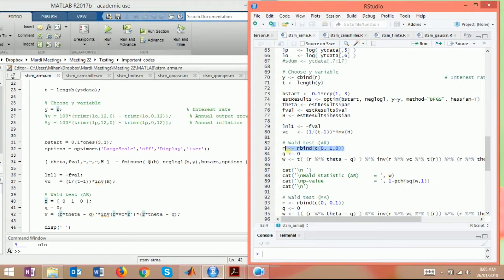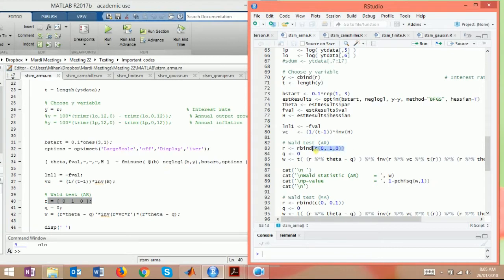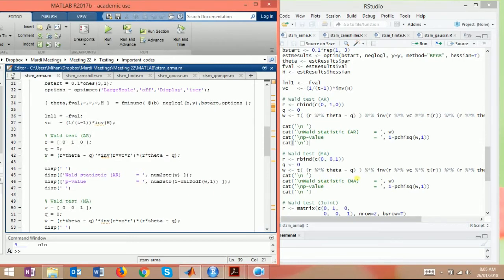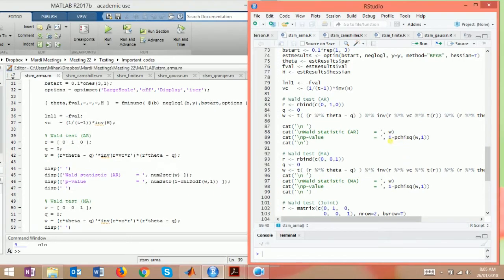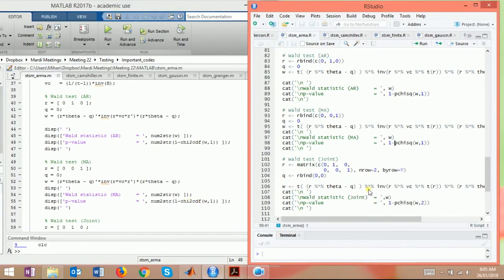Column bind, we are doing row bind. First we are doing 0, 1, 0. We are creating a column and we're doing row bind. In rows, R theta minus Q, inverse of R, VC, R transpose, R theta minus Q. That is the equation of the Wald test. And we also do 1 minus P chi square, 1 degree of freedom, or chi square distribution. Then the moving average term is the last one being 1.